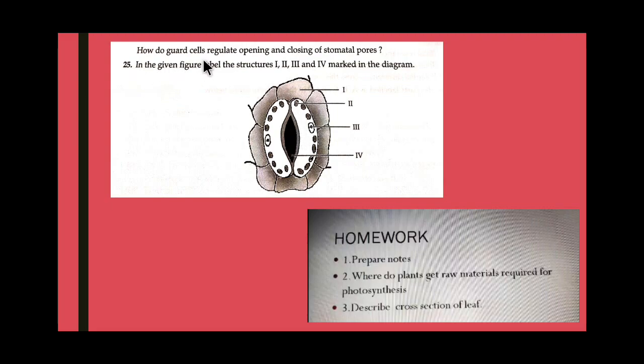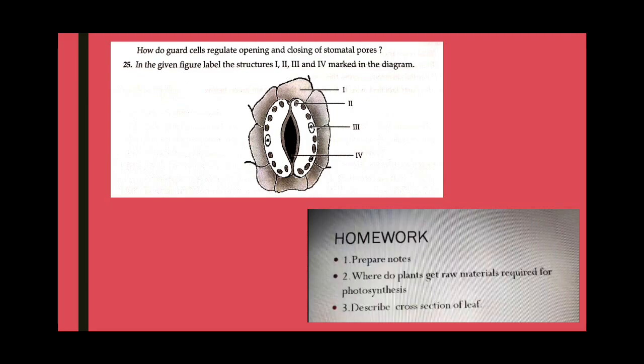Now, how do guard cells regulate opening and closing of the stomatal pore? Here also you will be writing down in points. Opening and closing of stomata is regulated by gain or loss of turgidity of the guard cells. When guard cells absorb water from surrounding cells, they swell up and become turgid. As a result, their thick inner wall moves outward, creating a pore in between the two guard cells, and therefore the stomata opens.